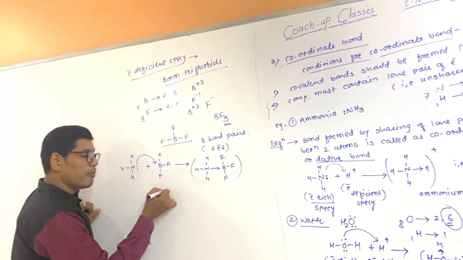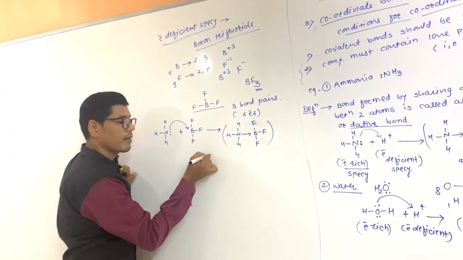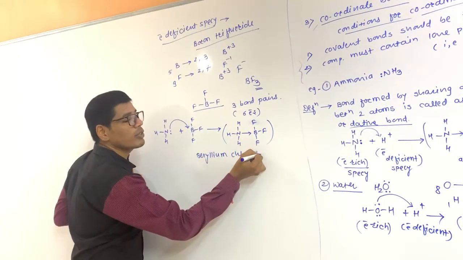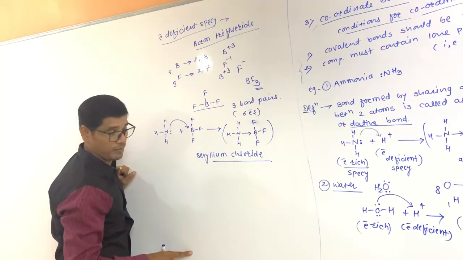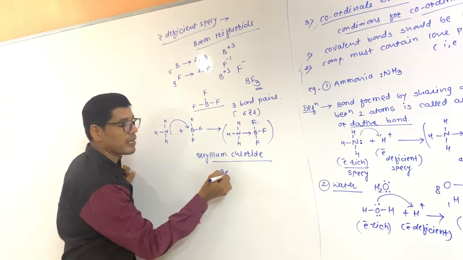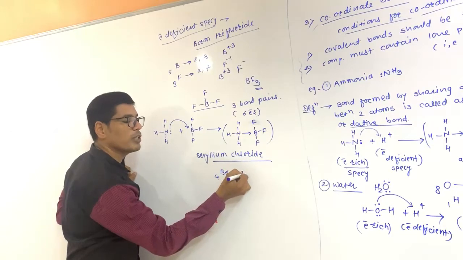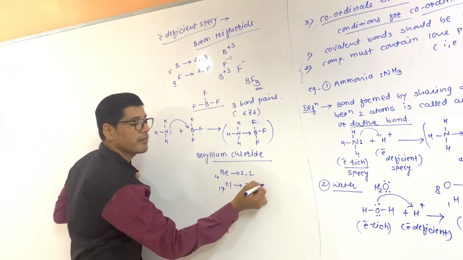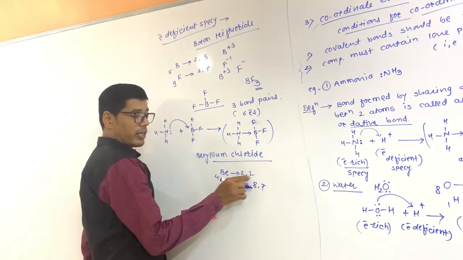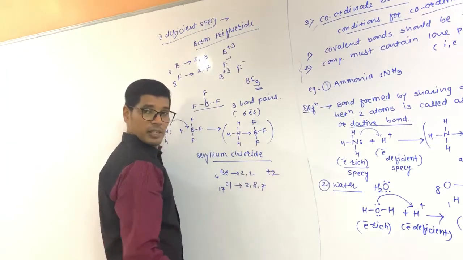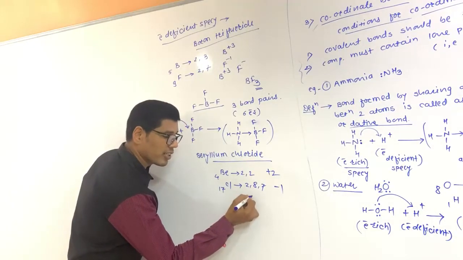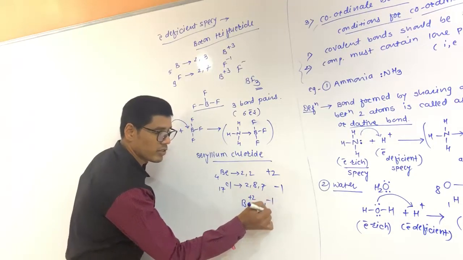BeCl2, beryllium chloride, is also an example of an electron deficient species. How? Beryllium, Be, atomic number 4, arrangement 2, 2. Chlorine, atomic number 17, arrangement 2, 8, 7. Beryllium contains 2 electrons, that means +2 charge. Chlorine contains 7 electrons, that means -1 charge. So Be charge is +2, Cl charge is -1.